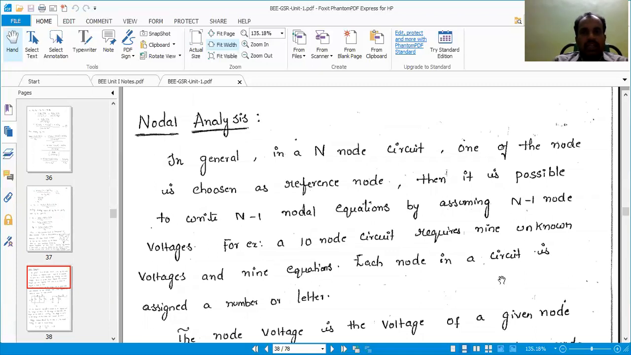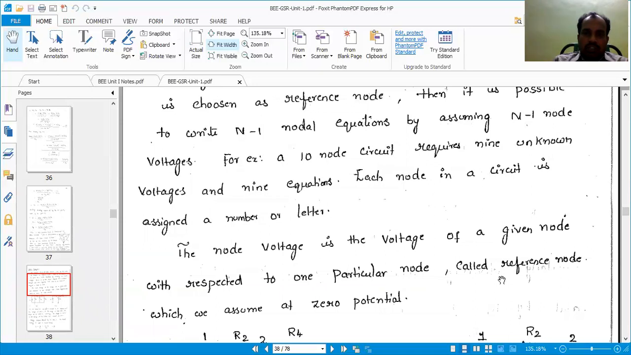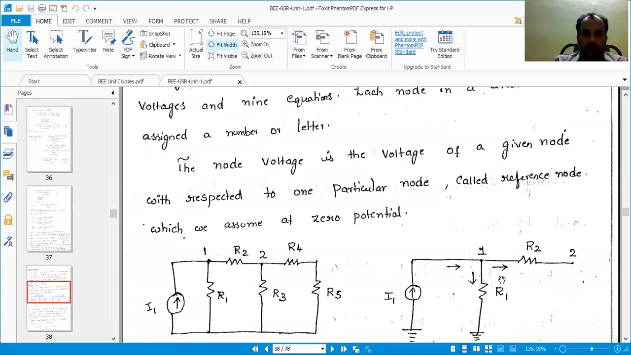The next topic is nodal analysis and mesh analysis. In nodal analysis, generally, in a circuit one of the nodes is chosen as the reference node. Then it is possible to write n minus 1 node equations, where n is the number of nodes. For example, if this circuit diagram has 5 or 10 nodes, the number of node equations is n minus 1, that is 4 or 9. The node voltage is the voltage of the given node, represented with respect to the reference node.